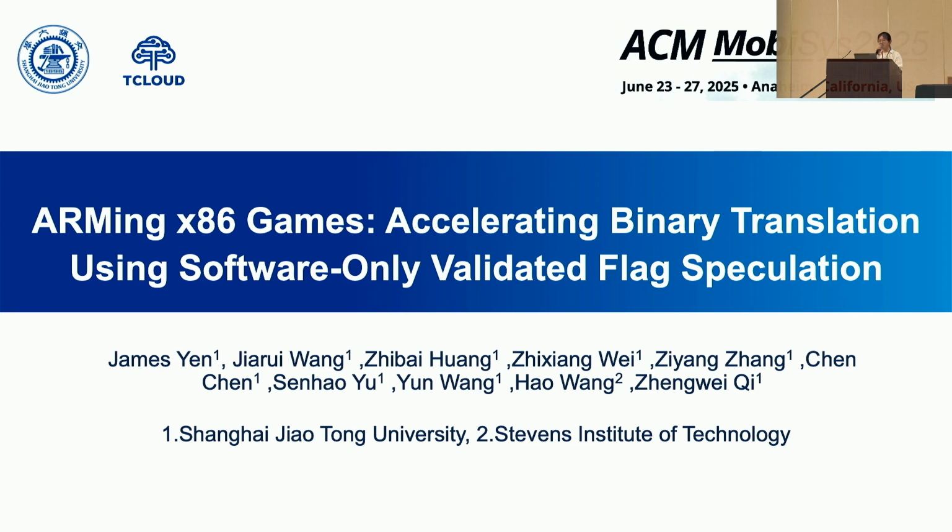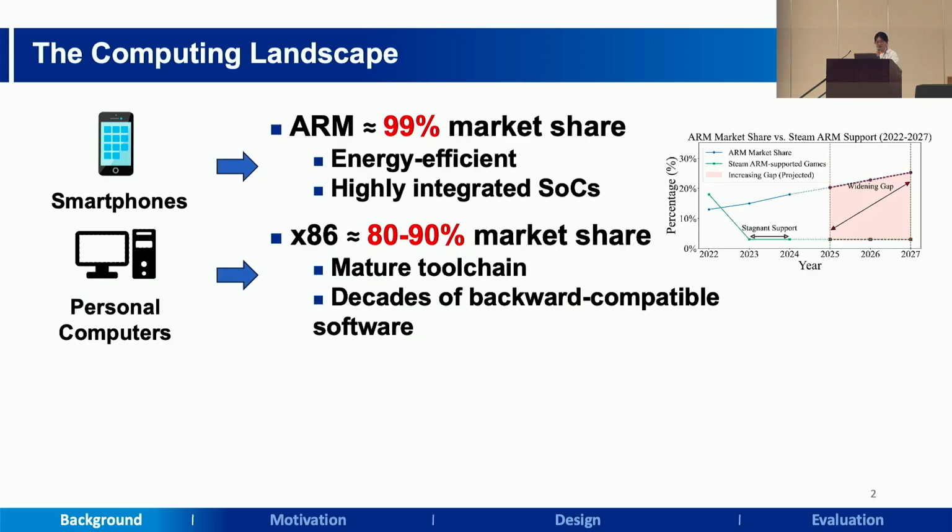Okay, thank you everyone. My name is Chen and I come from Purdue University. Today I'm going to present work done by the Ian James group from Shanghai Jiao Tong University and Stevens Institute of Technology. The work is ARM x86 games: accelerating binary translation using software-only validated flag speculation.